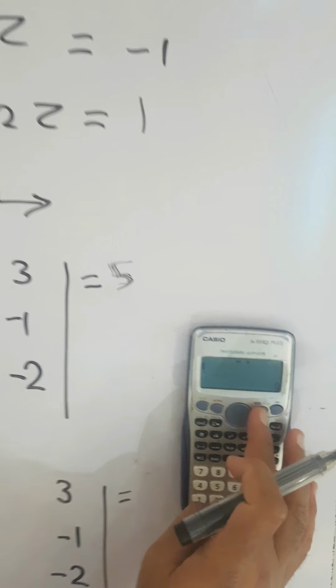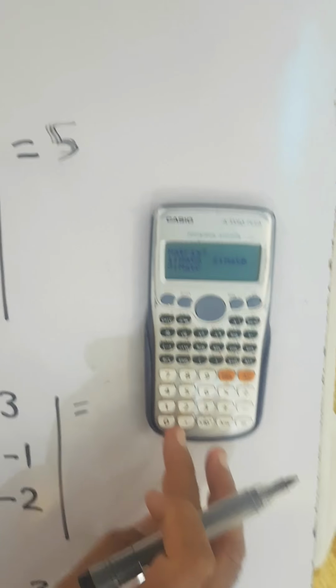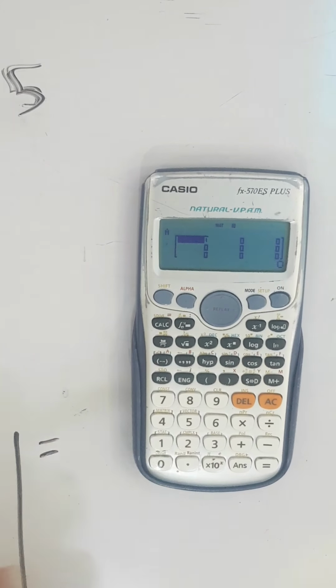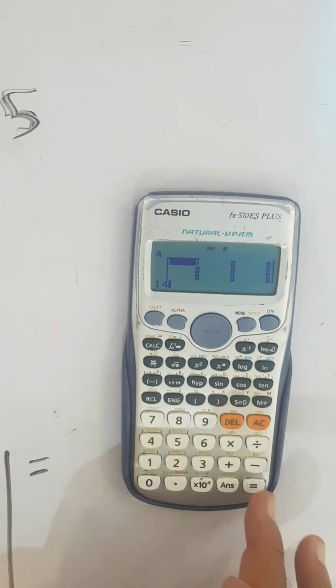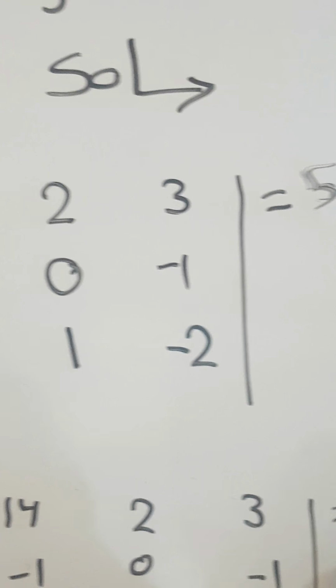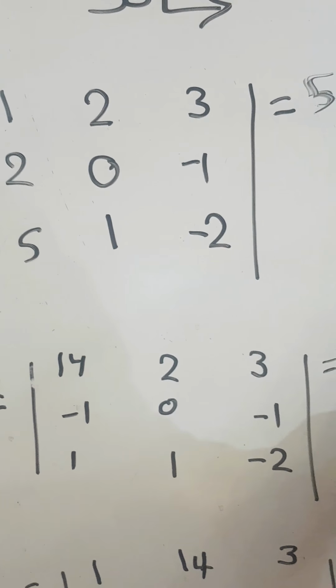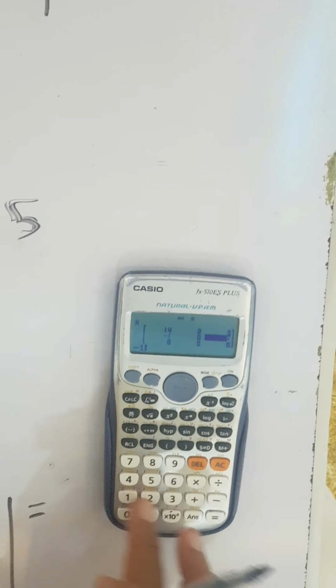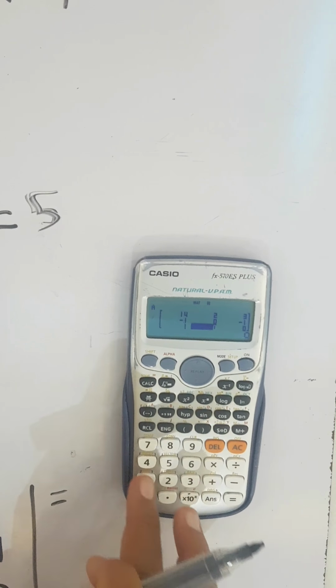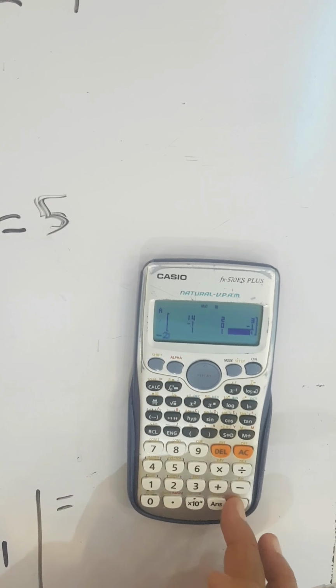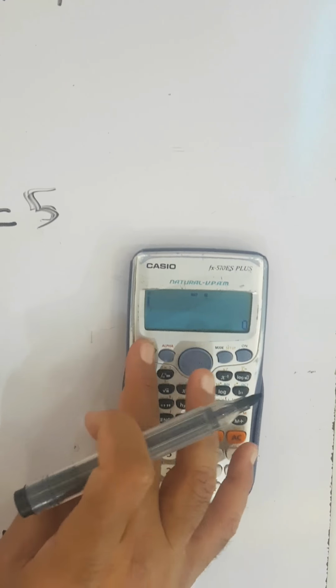Mode 6, 1, 1, and press 14 equal, 2 equal, 3 equal, negative 1 equal, 0 equal, negative 1 equal, 1 equal, 1 equal, negative 2 equal. AC, shift 4.